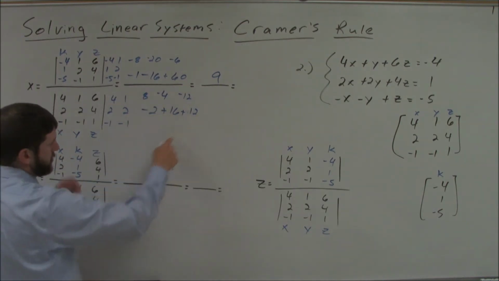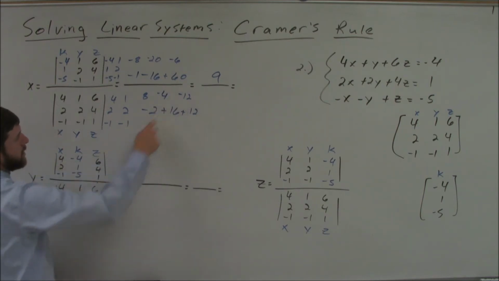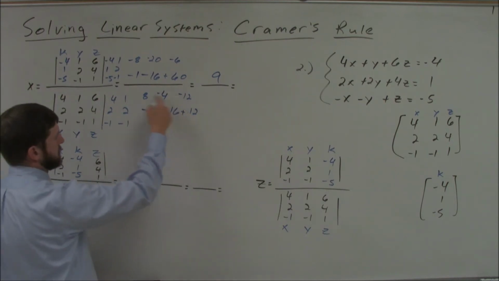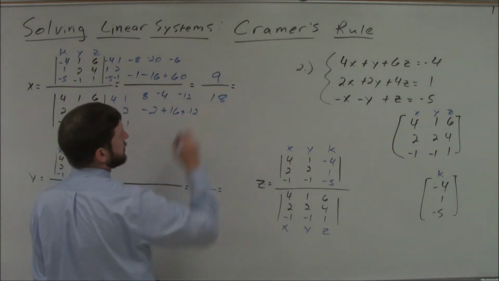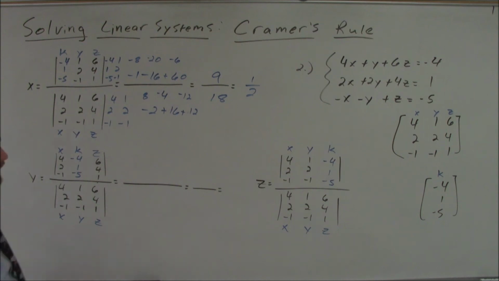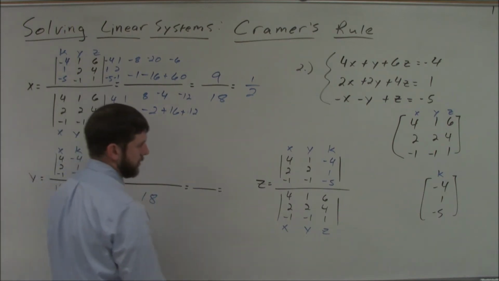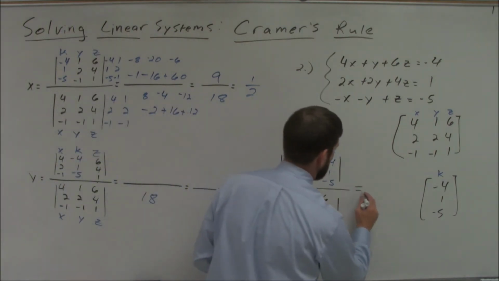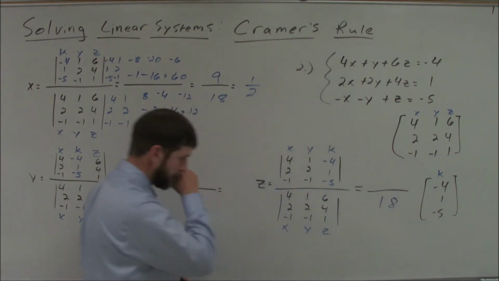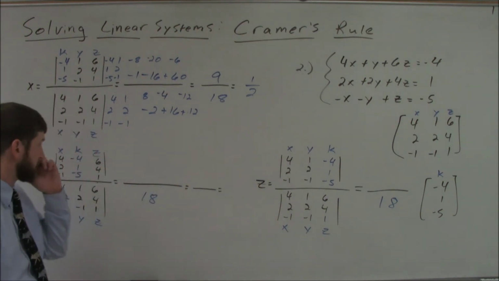Okay, so I've got 8 and 12 is 20, 36, 36, 4 and 2 is 6. 6 and 12 is 18, so 36 minus 18 is 18. 9 over 18 is a half. Okay, so we get a half for our x value. I can go ahead and throw 18 into my other denominators because they're the same for all of them. So all of them have the same denominator, so I'm finished with them. We just have these last two numerators and we've solved the system.